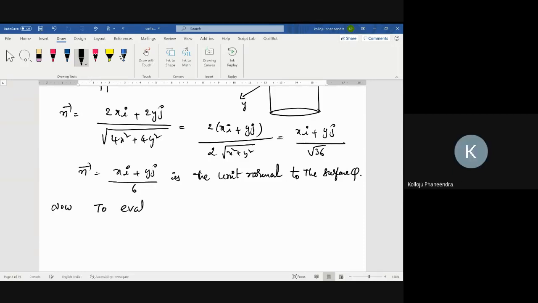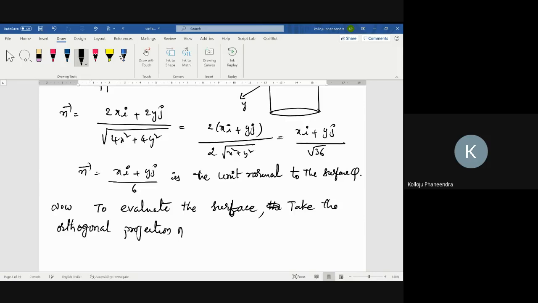Now, to evaluate the surface integral, see this problem, there is some logic here. To evaluate the surface integral, take the orthogonal projection of S on which plane? For example, if I consider xy plane, don't write, actually this is a wrong statement.